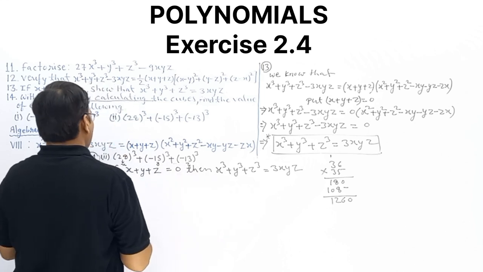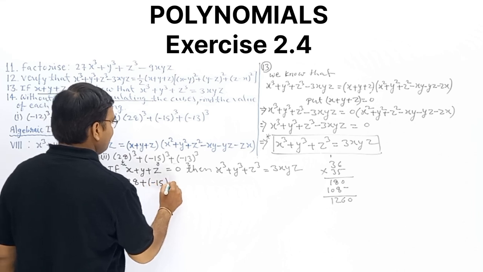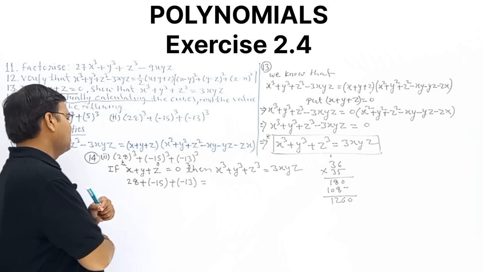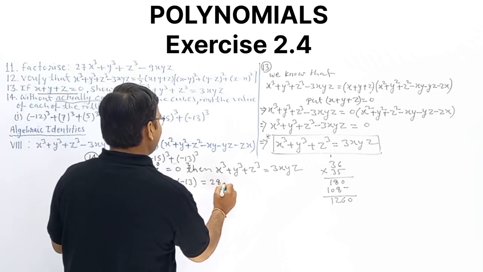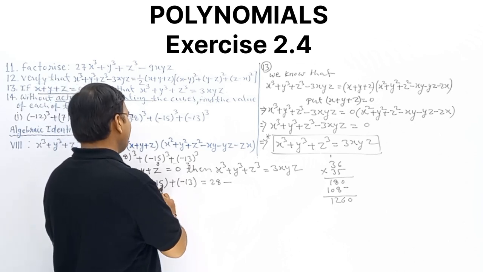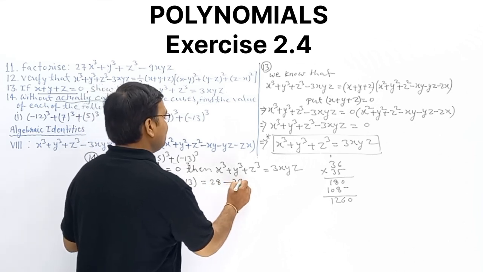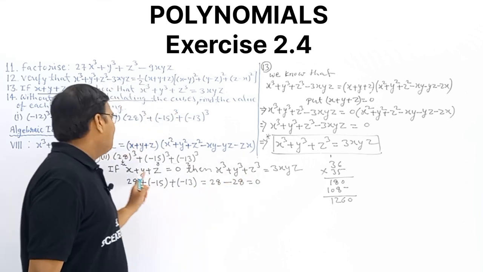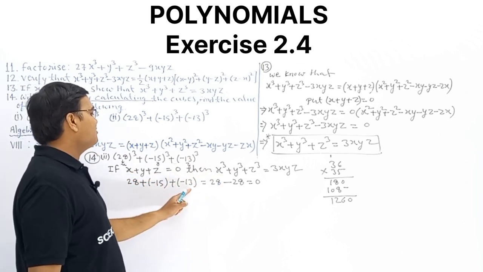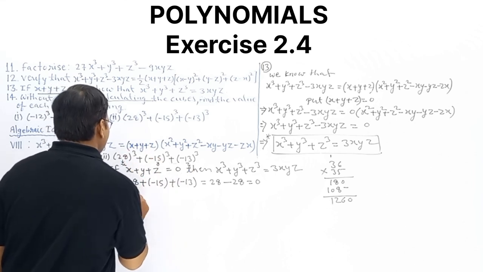How will we sum? x is 28 plus minus 15 plus minus 13. What are we getting? Both are negative, so the result will be negative. Minus 15 plus 13 is 28, and finally its sum is 0. If x plus y plus z equal to 0, then we can use this one. Yes, x plus y plus z of this question is 0, so we can use it.